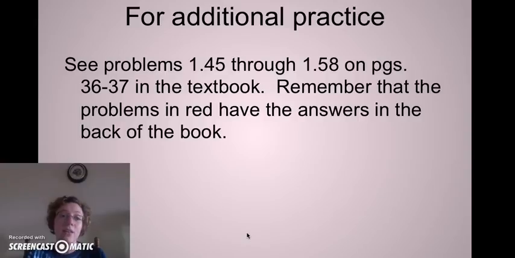All right, for additional practice on dimensional analysis, we'll see it again in stoichiometry, but you'll have some on your test for this batch. See problems 1.45 through 1.58 on pages 36 through 37 in your textbook. Remember that any problems that are highlighted in red have the answers in the back, so I would suggest looking at those so that you know if you're doing it correctly or not.